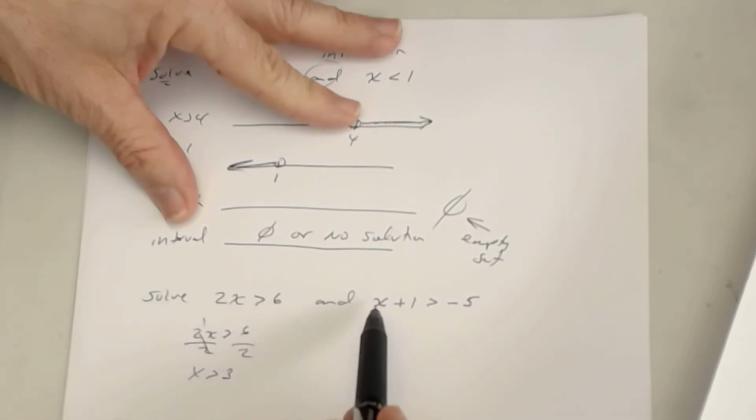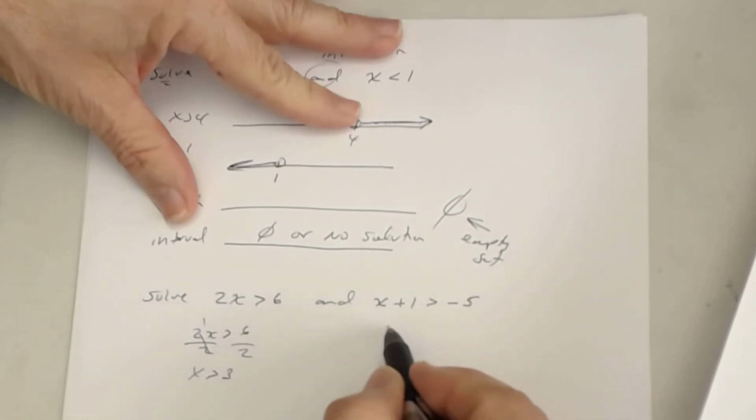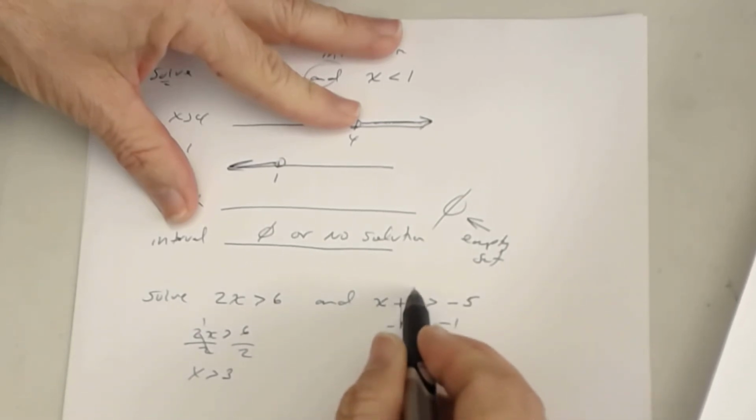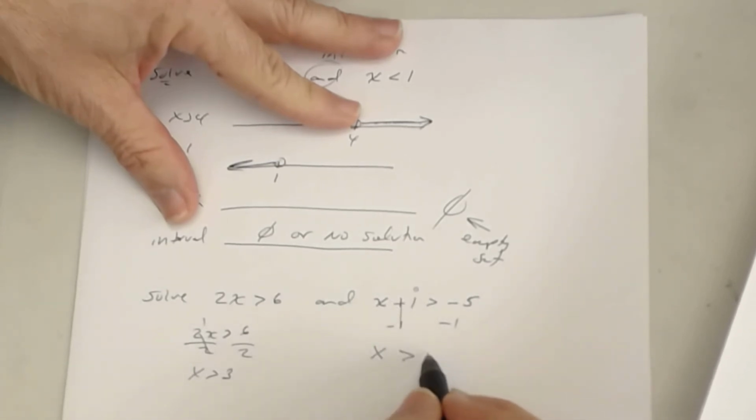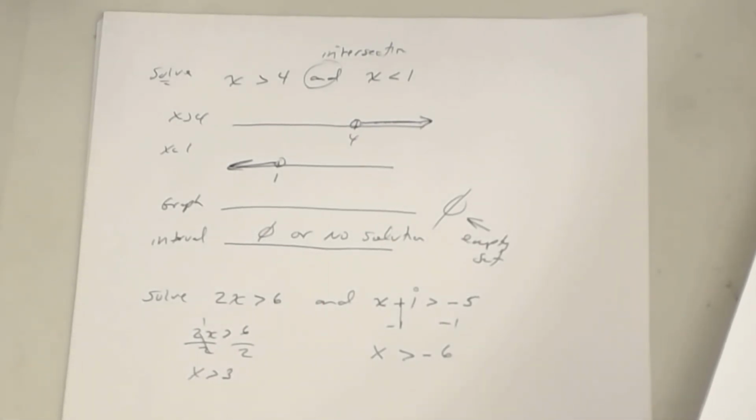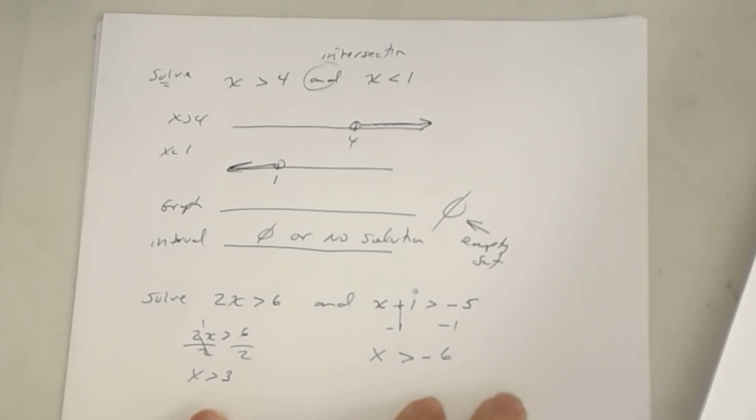Now I got to do the next one. I got to find the solutions to this inequality. How do I do that? So my solutions to that second inequality will be any number that's bigger than negative 6. Okay, so that's where I'm at. Now remember the word between them is "and." So you're looking for what idea? The intersection of those two solutions.